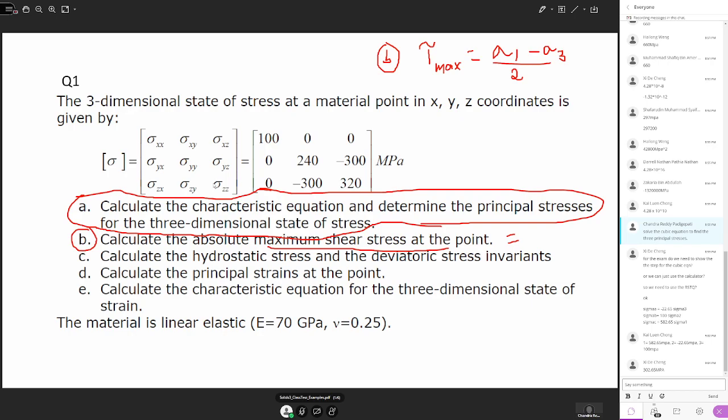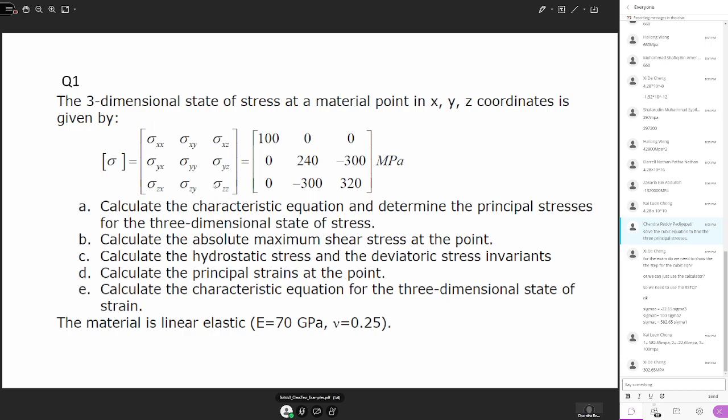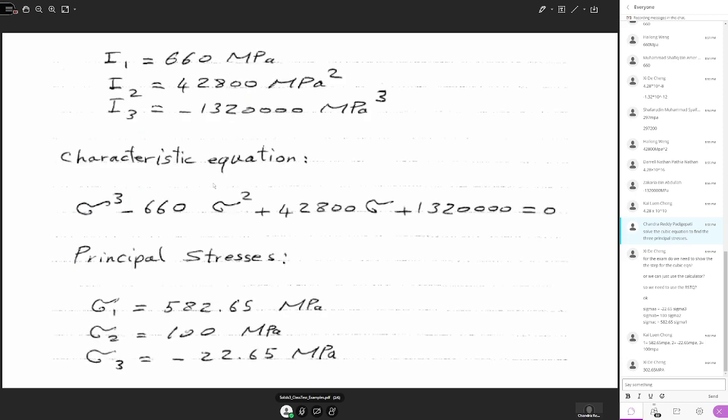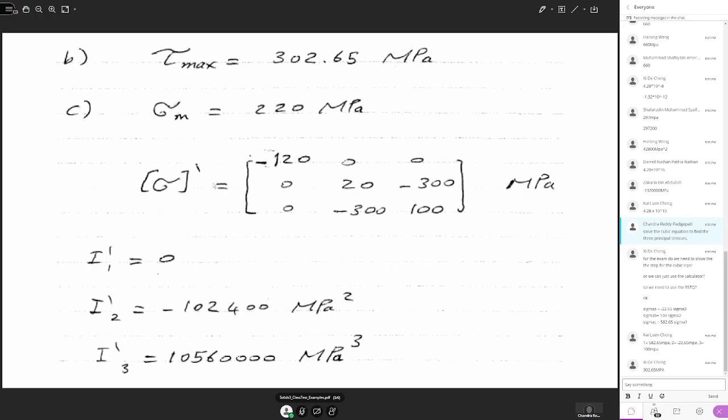So the next part of the question is calculating the hydrostatic stress and the deviatoric stresses. So part C is calculate the hydrostatic stress and the deviatoric stress invariant. So this one is important. So the deviatoric stress invariance. So to do this calculation, first, hydrostatic stress means the mean stress. Okay. So hydrostatic stress is the mean stress.